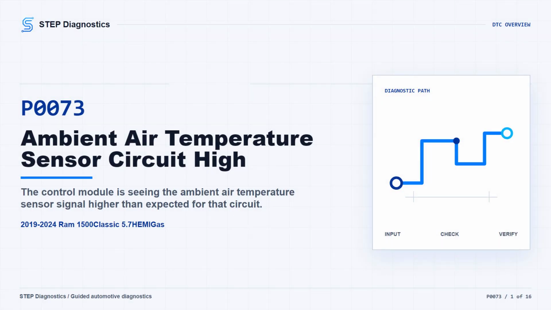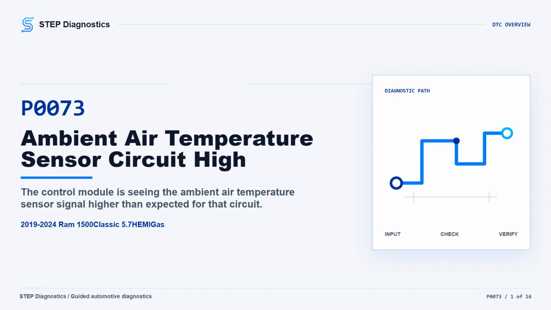On this 2019 to 2024 Ram 1500 Classic with the 5.7 Hemi, P0073 means the PCM is seeing the ambient air temperature sensor signal high. In plain terms, that signal may be sitting too close to the top of the sensor circuit instead of moving normally with temperature. The truck may turn the MIL on, and the outside temperature value may be wrong or unavailable.